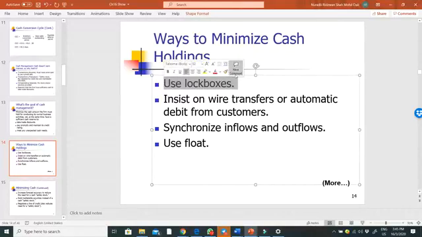Okay, because last time I had some cases whereby the cash was kept in the safety box, but the thief came and broke the safety box. So it's better to put your cash in the bank. So insist on wire transfer or automatic debit from customers, and then synchronize inflows and outflows and use float.